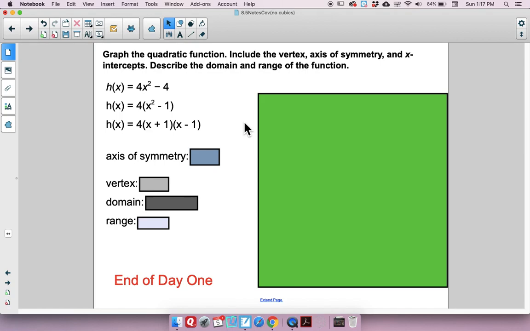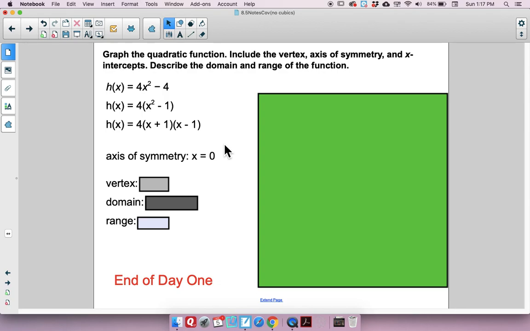So what's our axis of symmetry? It's the mean of our two x-intercepts, which are what? -1 and 1. So that's -1 plus 1 divided by 2, which is 0 divided by 2. So x is equal to 0, which means our y-axis is our axis of symmetry.